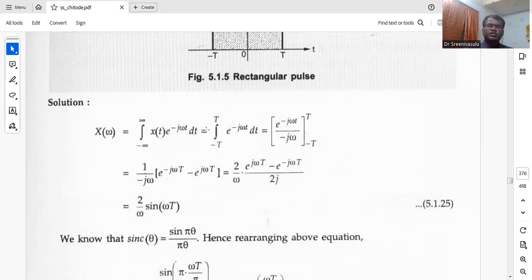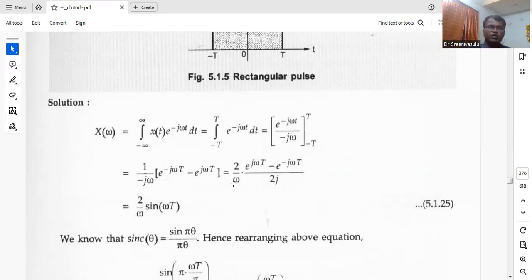We integrate this e power minus j omega t with respect to t. It is like the e power minus at formula, so e power minus at by minus a. Here, instead of a, we have j omega. So e power minus j omega t divided by minus j omega. Now you substitute these limits minus T to plus T. After substituting these limits, e power minus j omega T minus e power j omega T.